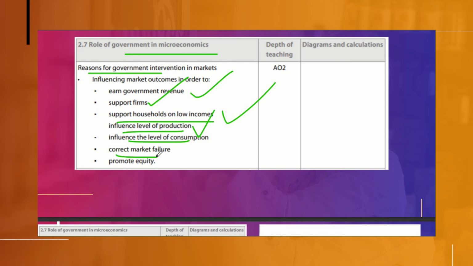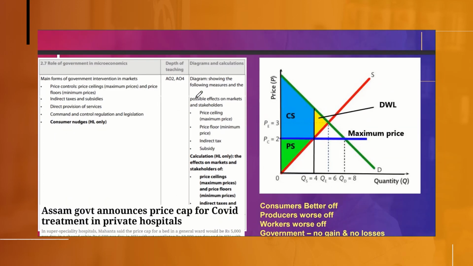And to correct the market failure, that may be because of asymmetric information, market power, or externality. So the government will intervene to correct the market failure and to promote equity. So that is also important. So for that purpose also government intervenes in the market. So to earn government revenue, to support firms, to support households and low income, to influence the level of production, to influence the level of consumption, to correct the market failure, and to promote equity. These are the reasons why government intervention should be there.